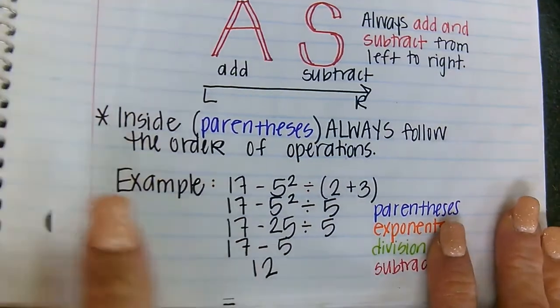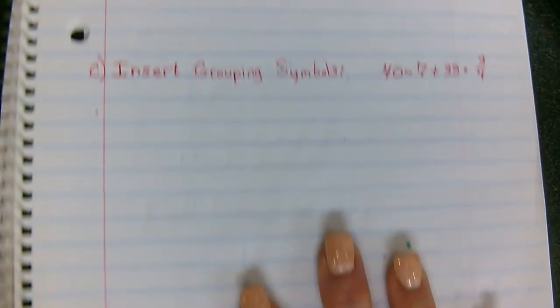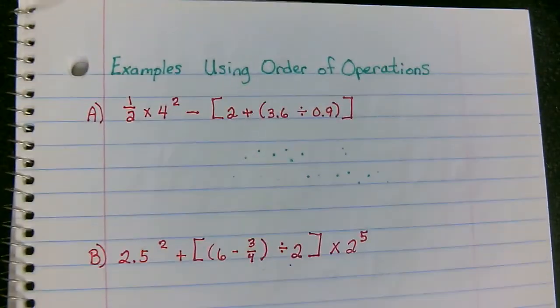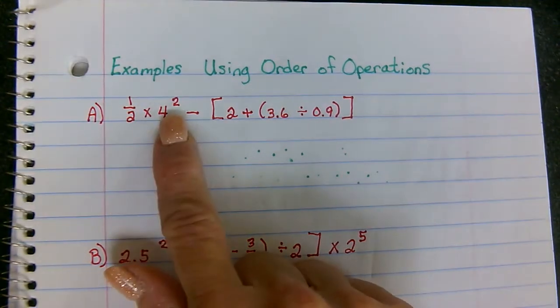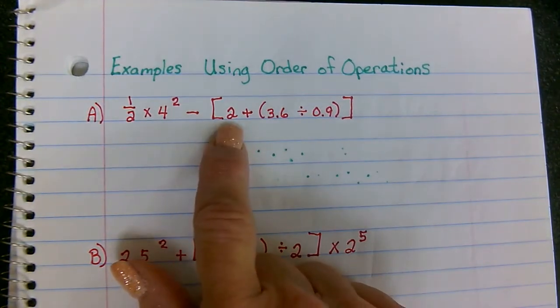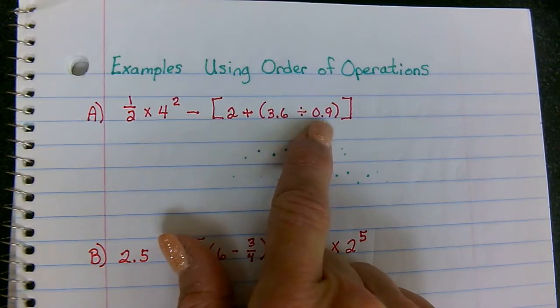Once you get this set of notes, we're going to look at some examples. And we'll go through these examples together. So these are examples using order of operations, okay? Now, when we solve this, let's look at 1/2 times 4 squared minus the quantity of 2 plus the quantity of 3.6 divide 0.9, all right?